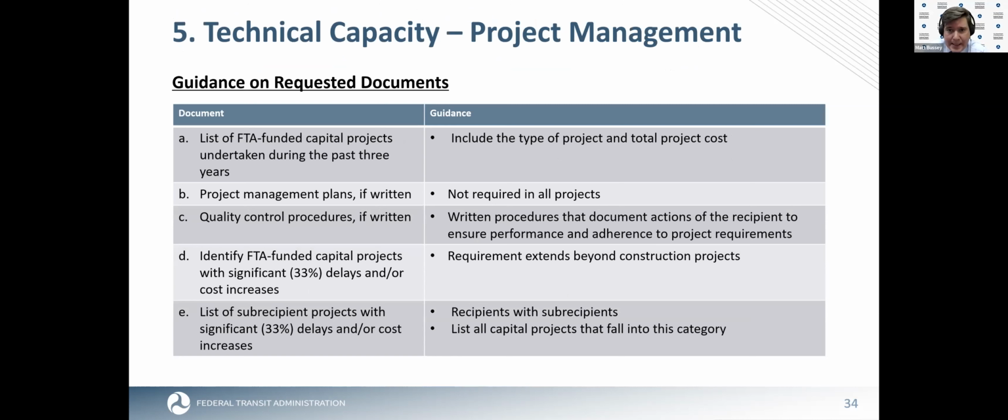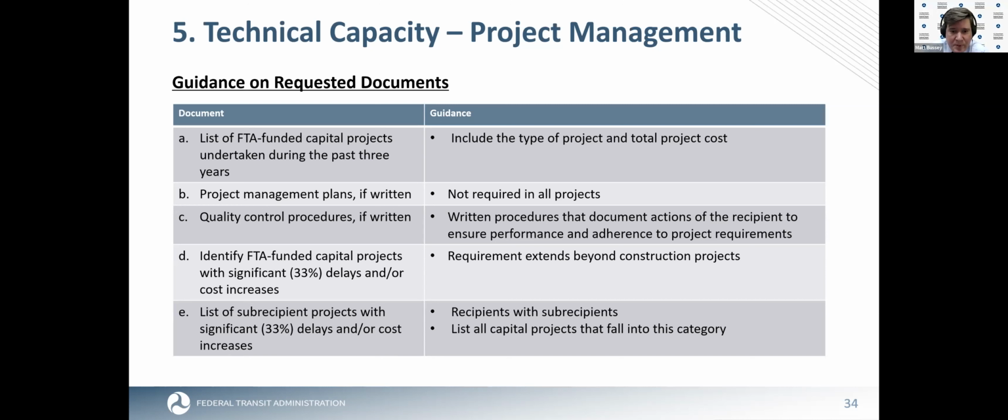Then for our last section in technical capacity, which is project management, first thing we're looking for is the list of FTA funded capital projects undertaken during the review period. For these, you want to include both the type of the project, but also the project cost, because that impacts what the reviewer is going to look at.